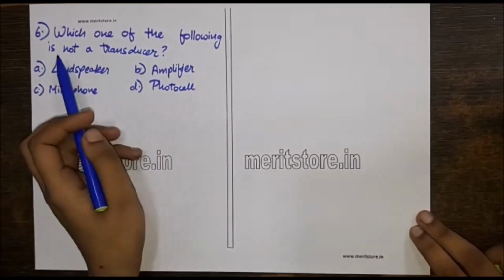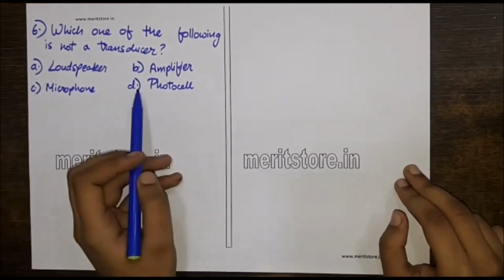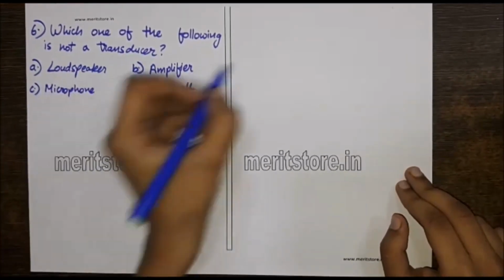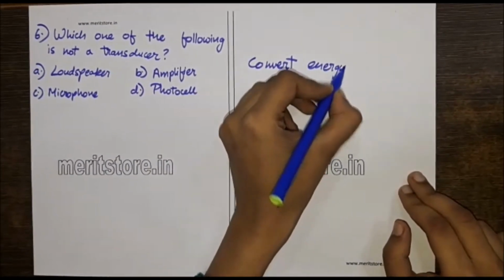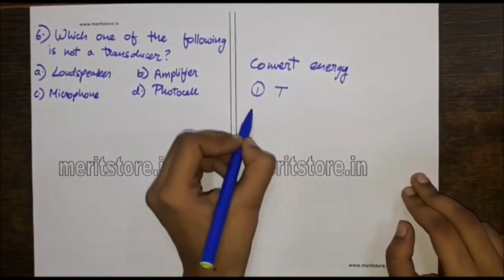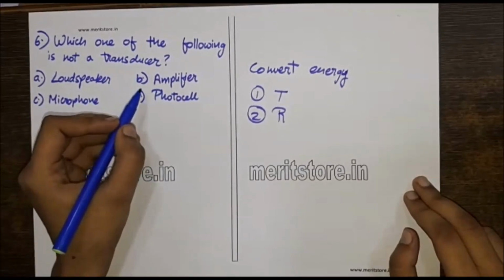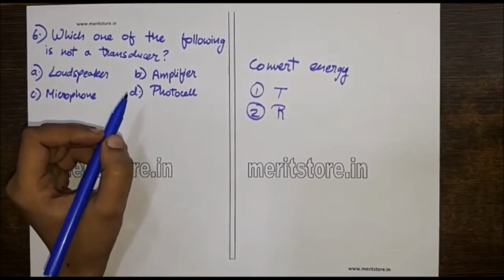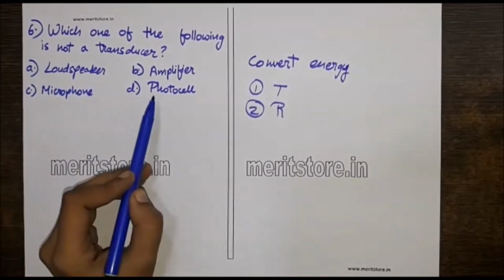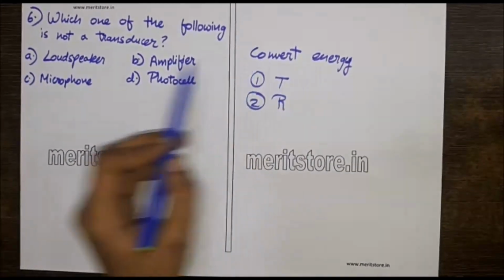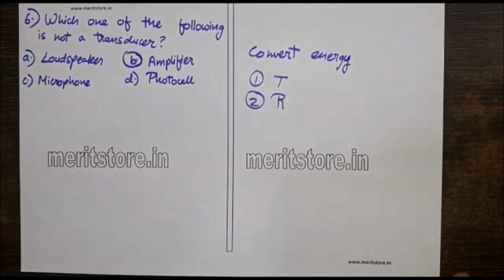Question 6. Which one of the following is not a transducer? A. Loudspeaker, B. amplifier, C. microphone, D. photocell. So when we talk about a transducer, it will convert energy, and it is made up of two things. One is the transmitter and the second is the receiver. So out of all these, the amplifier is not a transducer because it only amplifies the signal. A transducer converts one form of energy to another form. In case of microphone, loudspeaker, as well as the photocells, they will convert energy, but the amplifier will only amplify the given signals. Therefore option B, amplifier, is the correct answer.